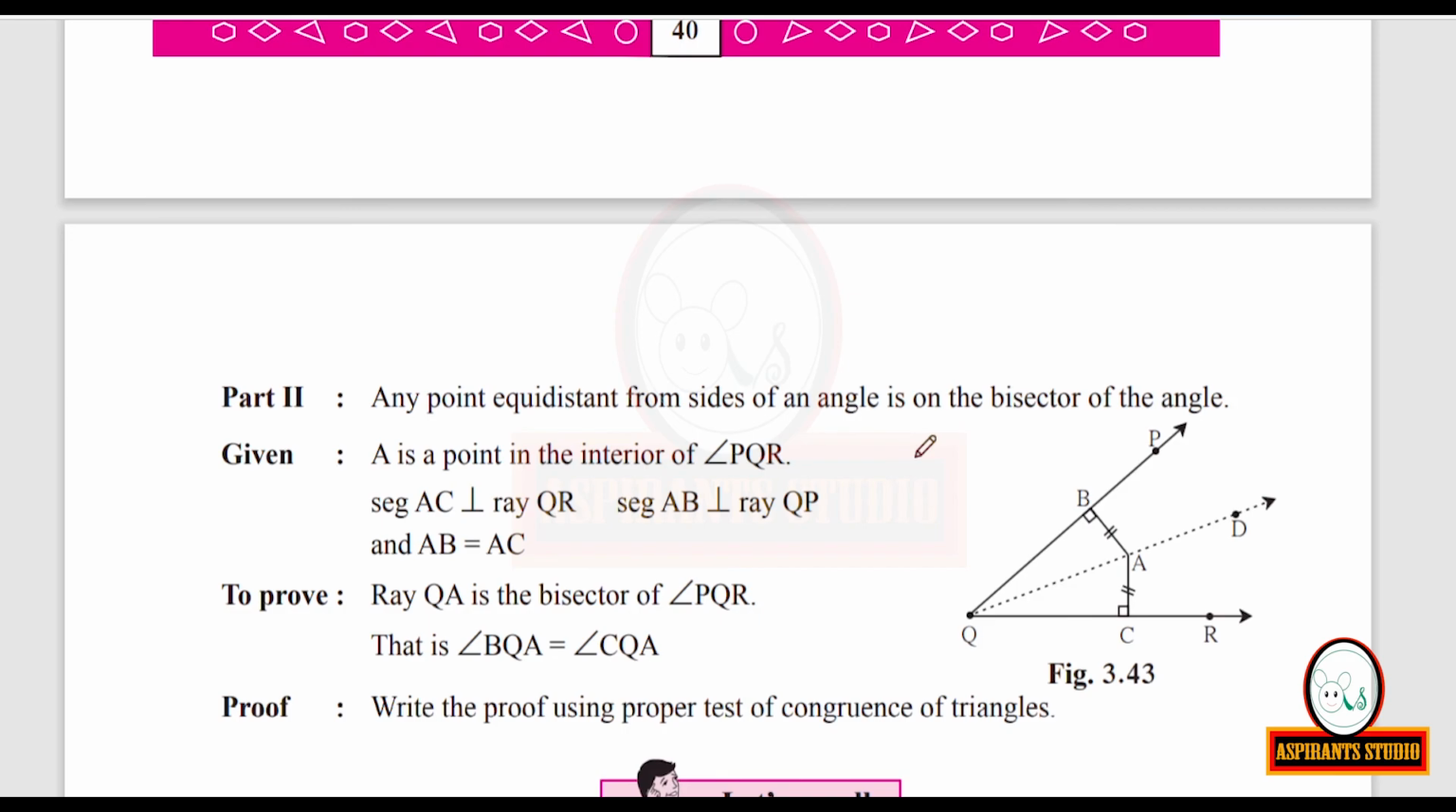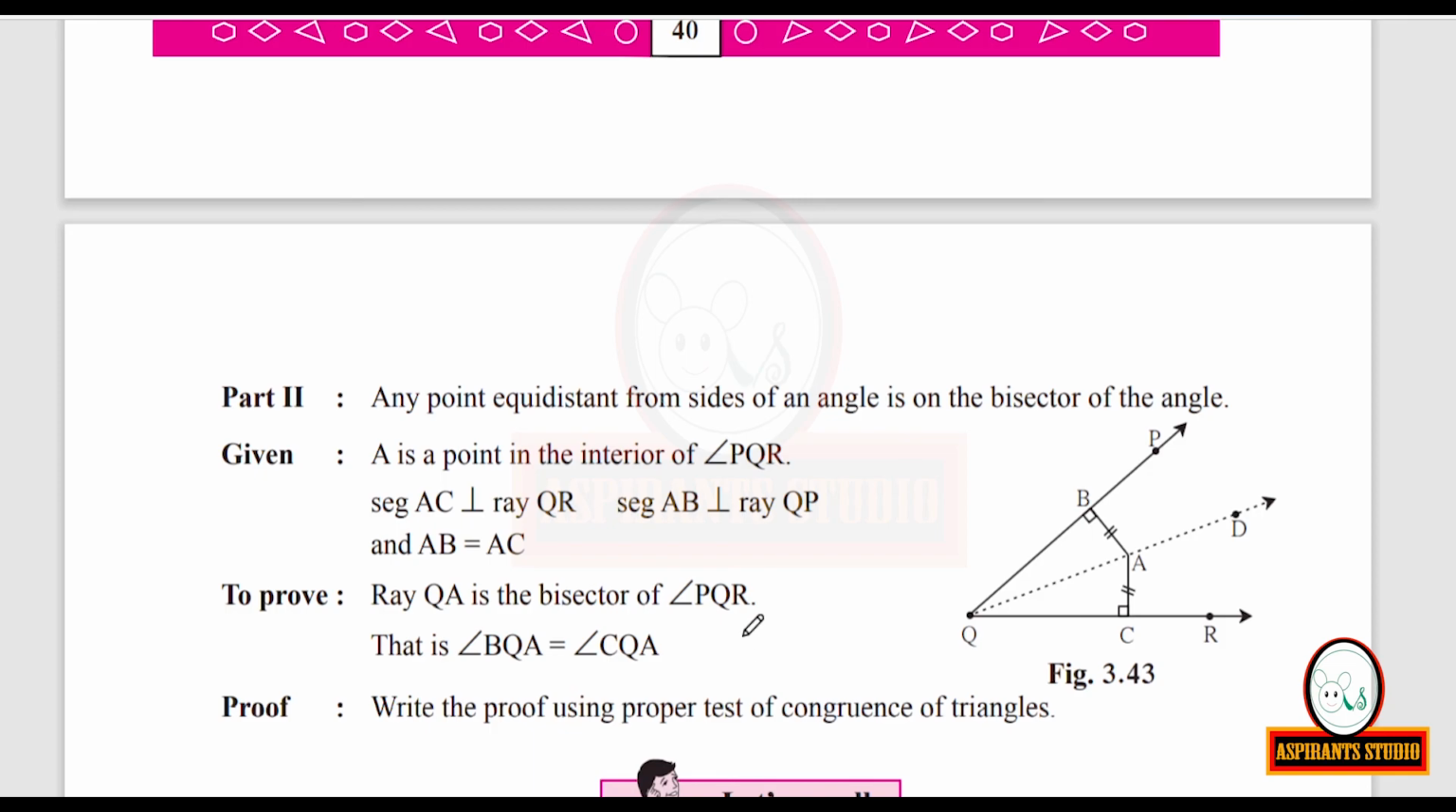Now we have proved the part 1 and part 2 of angle bisector theorem. I suppose you might have understood. Part 1 is every point on the bisector of an angle is equidistant from the sides of the angle, and part 2 which we proved now is any point equidistant from sides of an angle is on the bisector of the angle. Hence we prove the angle bisector theorem.